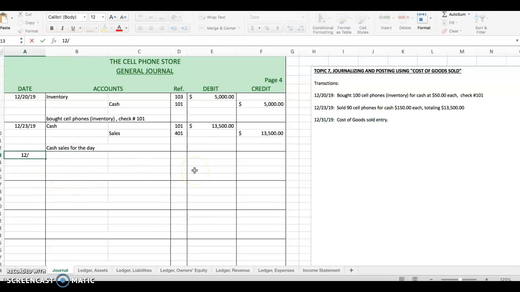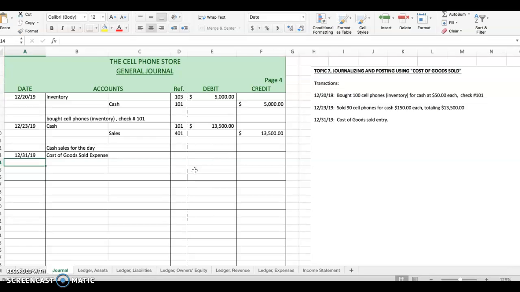This is done at the end of the accounting period. We will assume it's at the end of the month. The debit goes to a new account called cost of goods sold expense. So this is like any other expense. This is a cost of doing business, as we'll see.